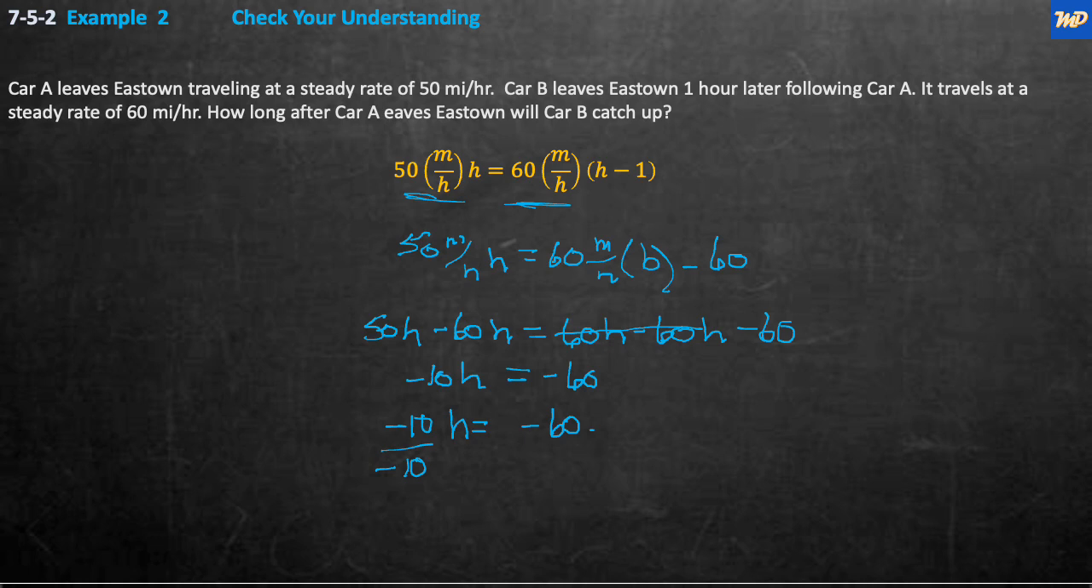times 1 over minus 10, the reciprocal of 10. So h is going to be equal to, the 10's divided into here, and you'll end up with 6, because the minuses cancel. 60 divided by 10 is 6. So h is 6. So car A is going to travel for 6 hours, and B is going to travel for 5 hours.